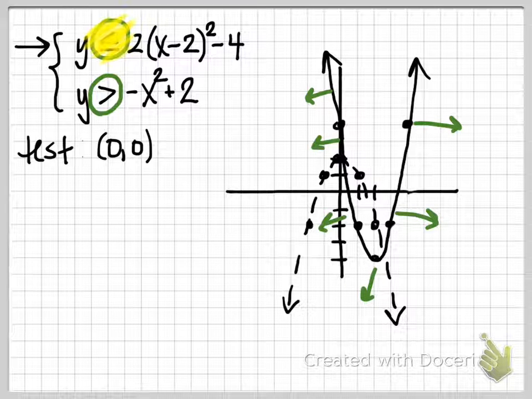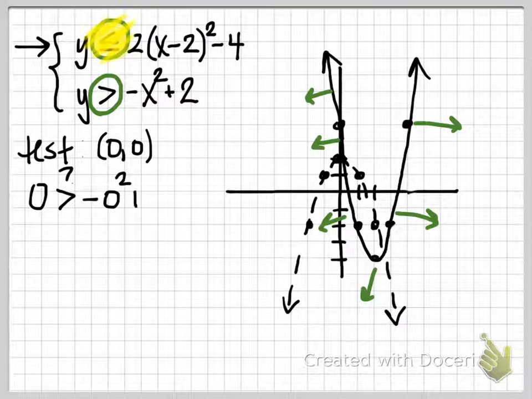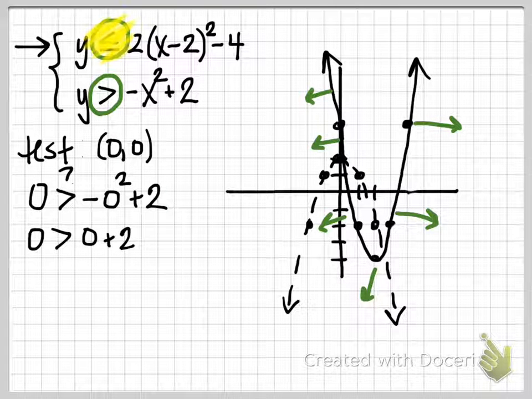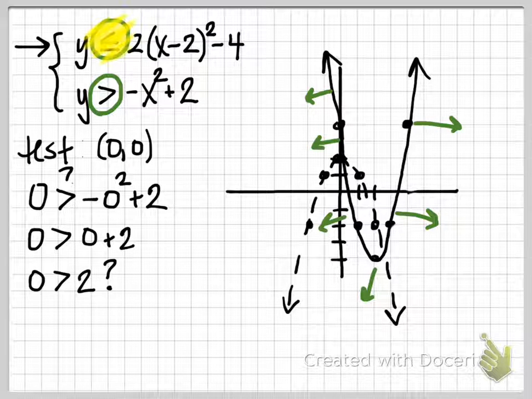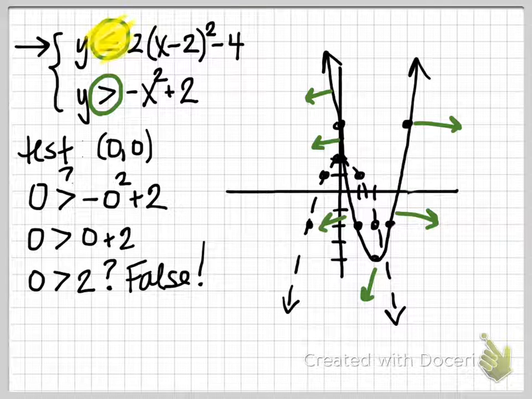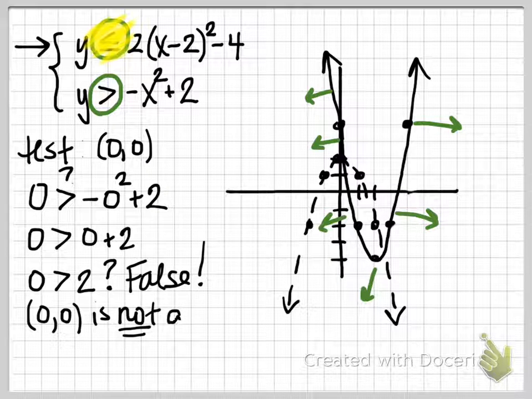by substituting in 0 for y, and then we're wondering if it's going to be greater than, so question mark, and now substituting 0 also in for x. So we'll end up with 0 is greater than 0 squared, so that's just going to be 0, plus 2. So my statement is 0 is greater than 2. And that's what we want to know. Is this true? Is 0 greater than 2? And this is a false statement. That is not true. So again, we were testing (0, 0), and what that means now is that (0, 0) is not a solution for the second inequality.